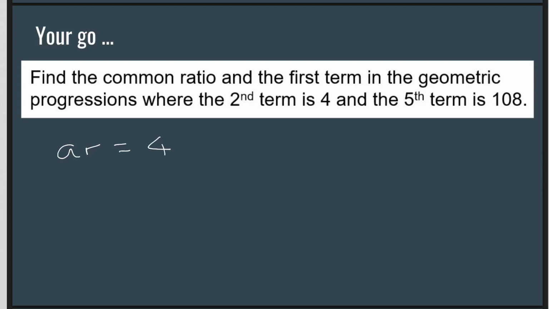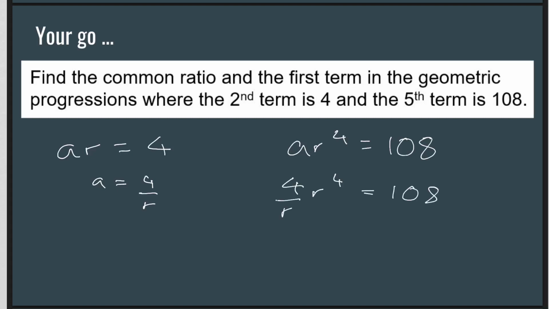Okay, hopefully you've had a good go with it. What you should notice is the fifth term is indeed that. Now the best way of solving this equation is you could rearrange for A and sub it in. So one way is A equals 4 over R, sub that in. So you get 4 over R times R to the 4 equals 108. That gives you R cubed, so you get 4R cubed equals 108. You can then just divide 108 by 4 and get 27, and then cube root both sides and you get 3.